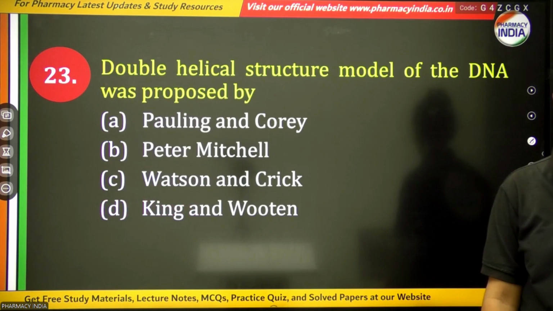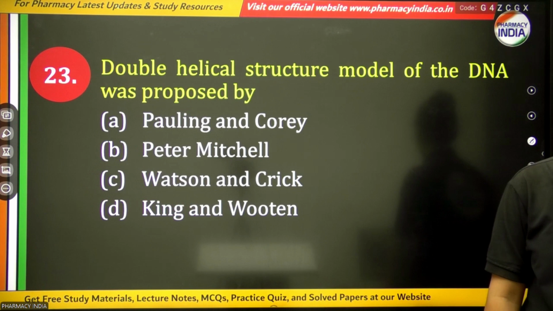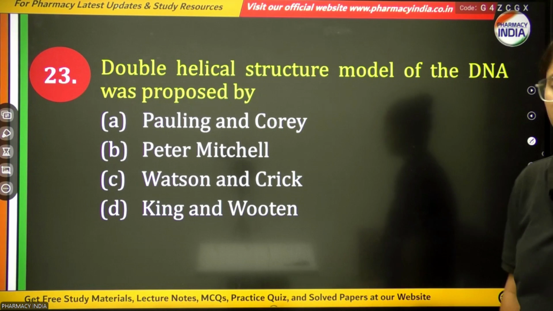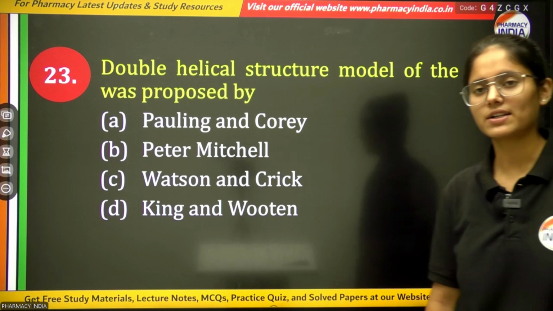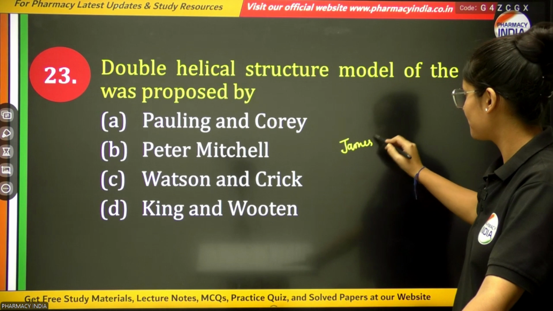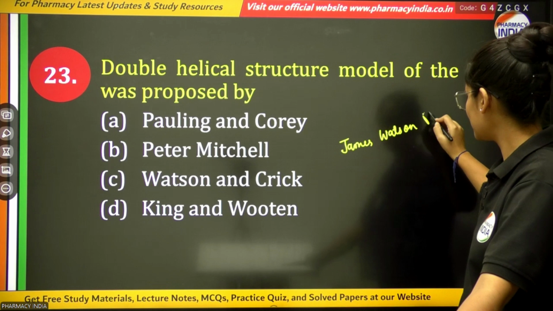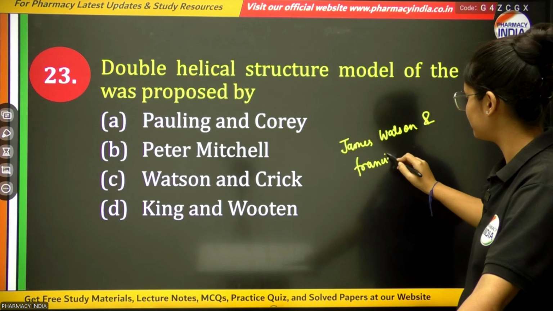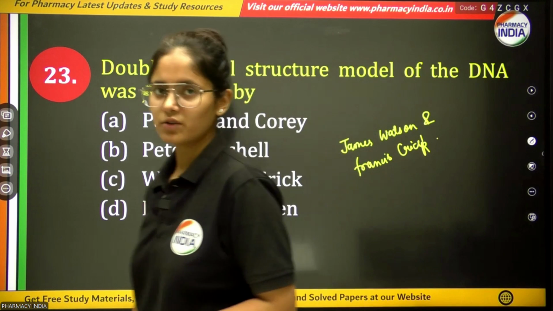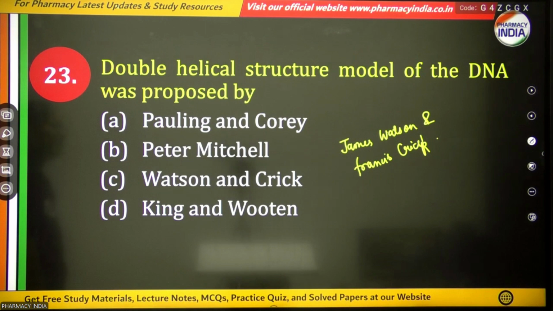Clear? Next question. The double helical structure model of DNA was proposed by Pauling and Corey, Peter Michel, Watson and Crick, or King and Wooten. So the correct option will be obviously Watson and Crick. That is James Watson and Francis Crick. Clear? So they proposed the double helical structure model of DNA. There are many postulates about this double helical structure model of DNA, so you should know about those postulates.